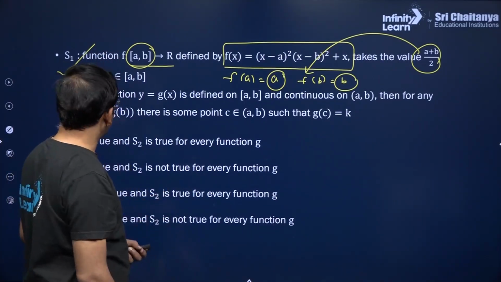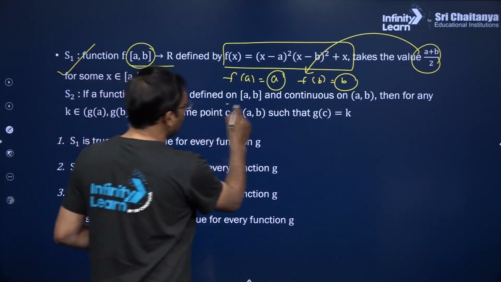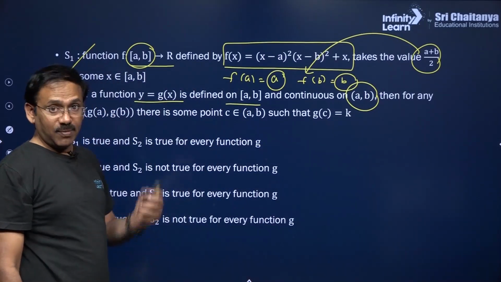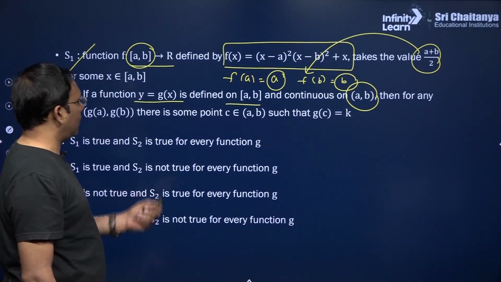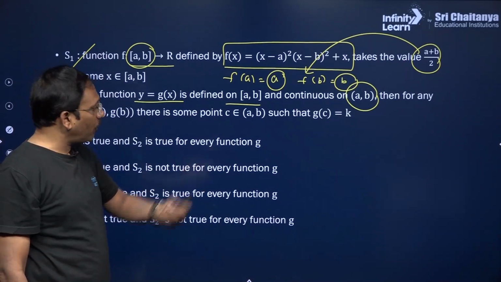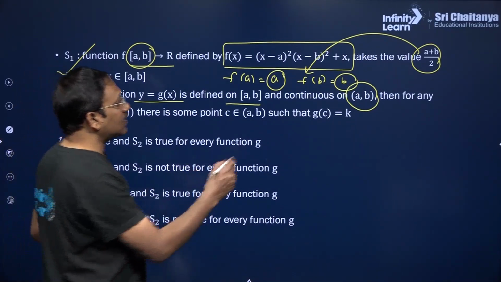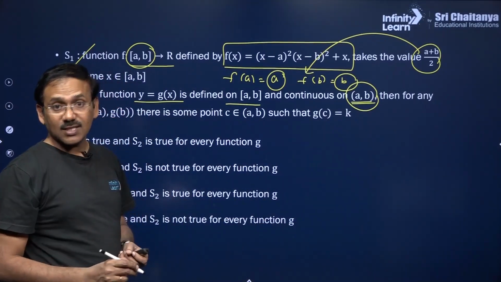Okay. Second statement, y is equal to g of x is defined on closed [a, b] but continuous on open (a, b). It is not continuous on closed [a, b]. Be careful here. Then for any k belongs to (g of a, g of b), there exists some c belongs to open (a, b) such that g of c is k. This is correct when this is continuous on closed [a, b], but he said it is continuous on just open (a, b).